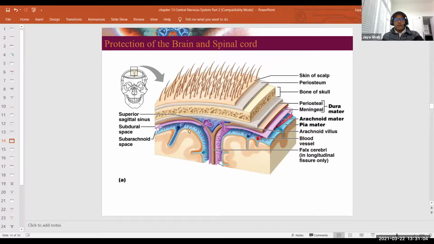CSF then passes from here into the veins, through these arachnoid villi. From there, it gets into the venous sinuses. These venous sinuses then drain into the internal jugular vein, then into the superior vena cava, and then it goes to the heart. Okay. So let's see here.